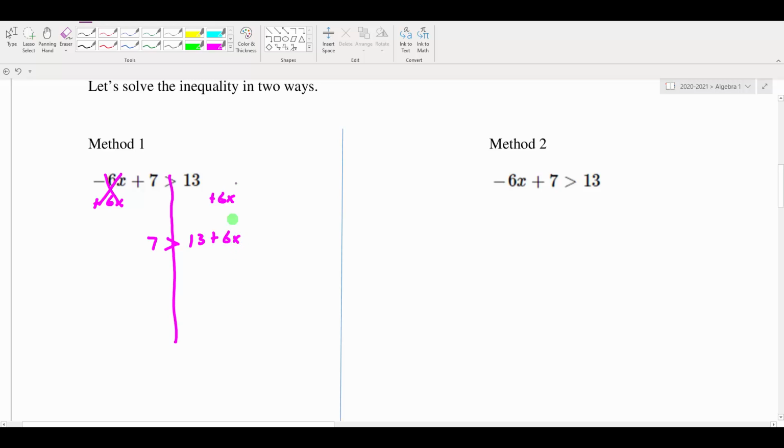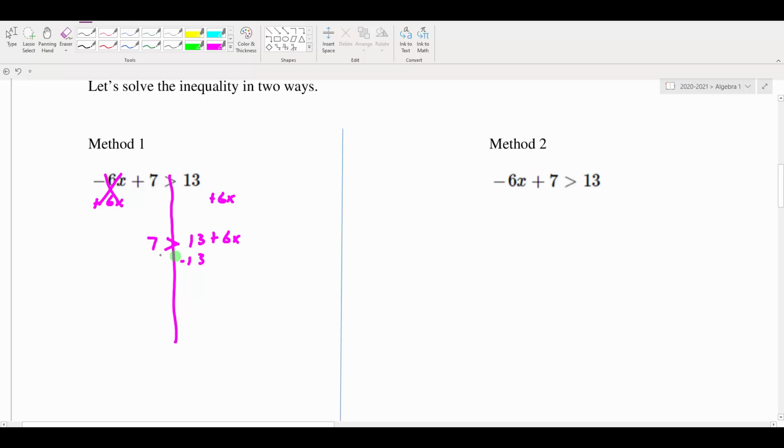And you might be like, well, that was kind of weird, Mr. Rule. Why didn't we just move something else? Well, the reason that I did that is because we had a negative 6x. I wanted it to be a positive, and it's going to become positive on this side. Now, to start getting the x by itself, I'm going to subtract 13. I'm going to move the 13 over to the left-hand side.